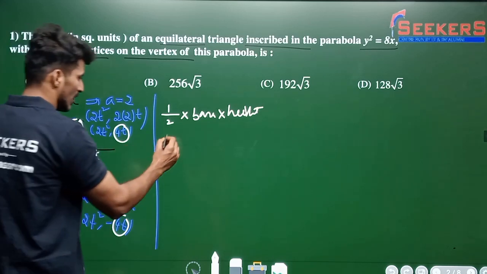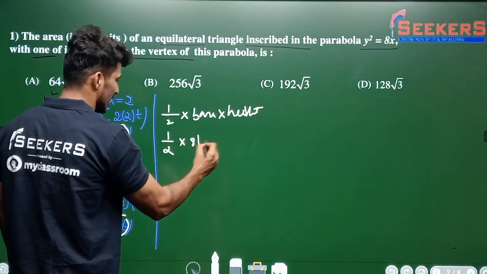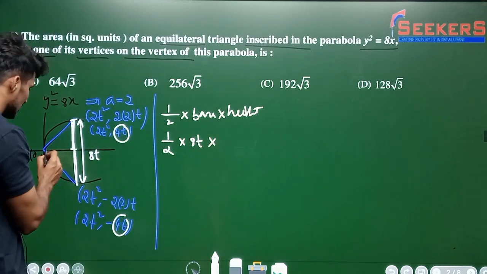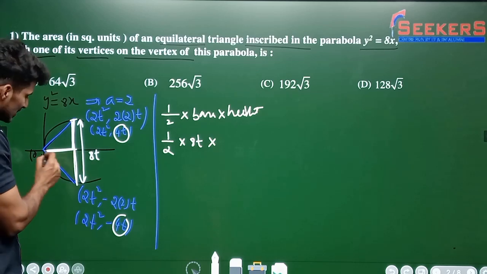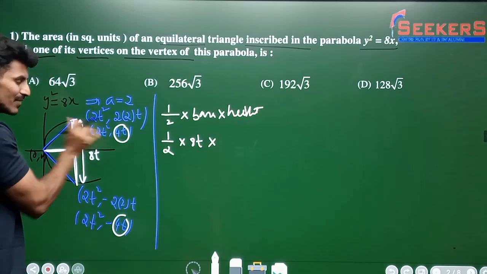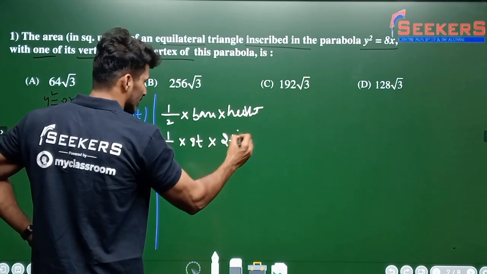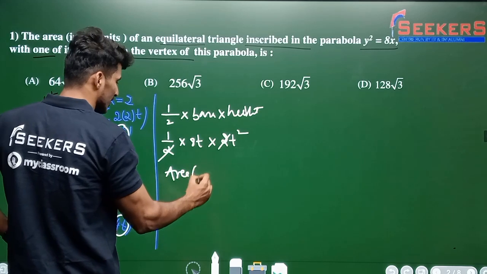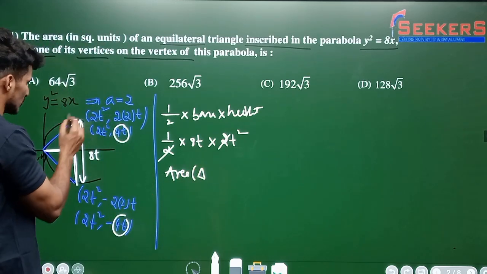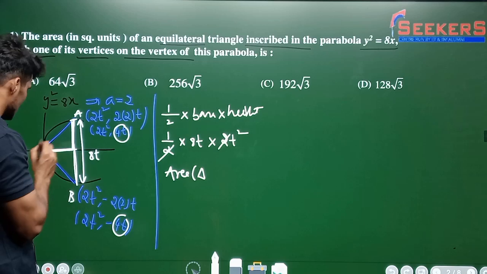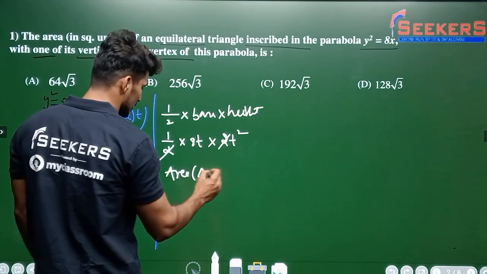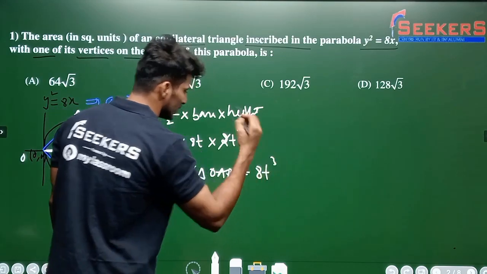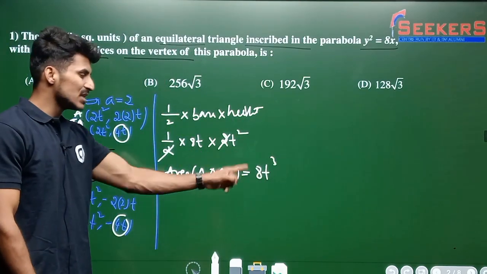Alright, so half into base 8t into height. What is the height of the triangle? This is the height of the triangle, which is the x coordinate of this point, which is 2t square. Cool. 2 will be getting cancelled. What is the area of this triangle? Whatever name you give it, no problem, say this is A, this is B and this is O. Triangle OAB. So what is that? 8t cube I got. Area of the triangle is 8t cube.